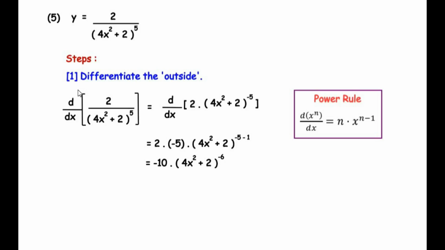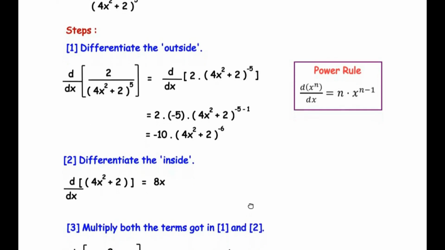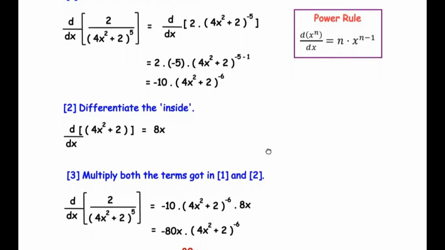Now let us move on to step number 2, that is differentiating the inside terms. So here d by dx of 4x² + 2, we are going to take the inside bracket terms. So here d by dx of 4x² becomes 8x, that is by using the power rule. And d by dx of the constant term, that is 2, becomes 0. So the differentiation of the entire bracket term gives us 8x.